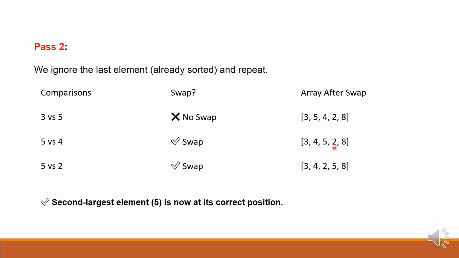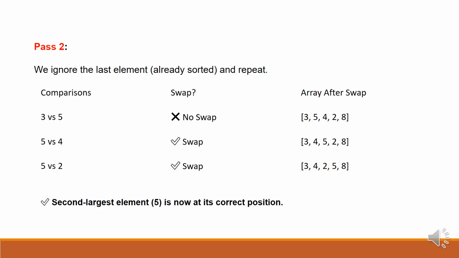5 will be compared with 2. Now 5 is greater than 2, so swapping is required. So 2 will be shifted here and 5 will be shifted here. Now again, this is the last element anyway, that is already sorted. Now you can observe 5, the second largest element, is in the correct position when the pass is 2. Either you can start with 1 or 2. When it is pass 2, the second largest element is in the correct position, but you can observe the remaining 3 elements are not in order.